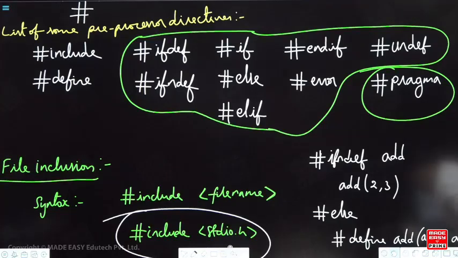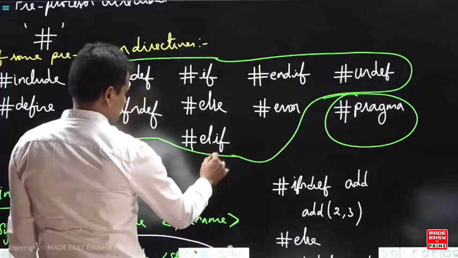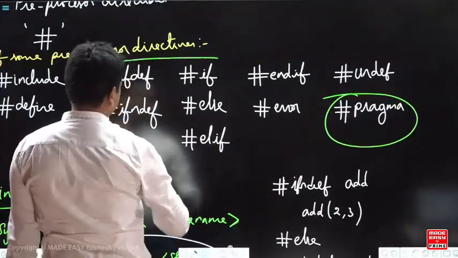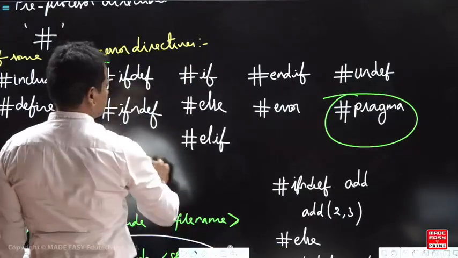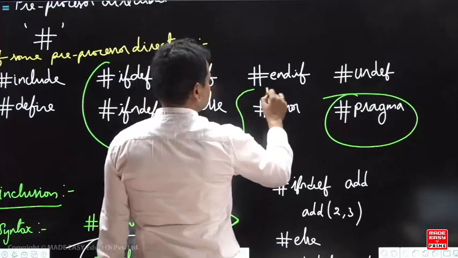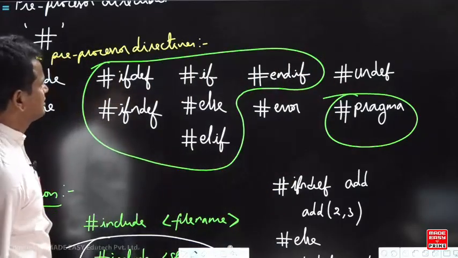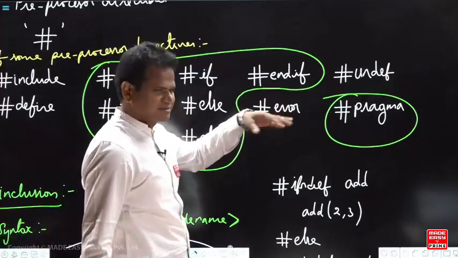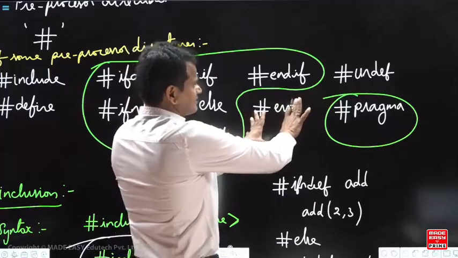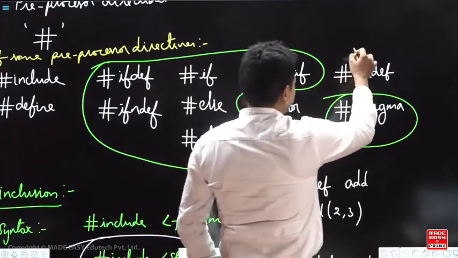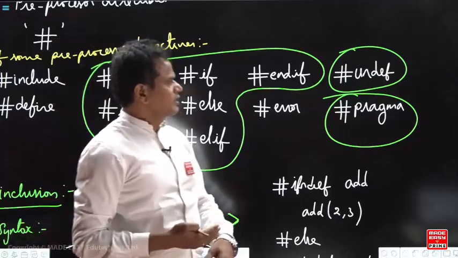Hash error means, see, it's not conditional actually. Even this, you can say these are the conditional ones. And hash error is so simple. It is like a fatal error, without anything. And this is undefine, which means to undefine a defined macro.